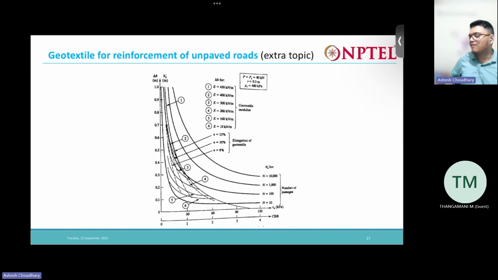Okay, from the curve. So first, let us also relate to the CBR. Do not forget CU and CBR. So first, let us analytically try to solve one problem, and then from this graph we will see how to get it.